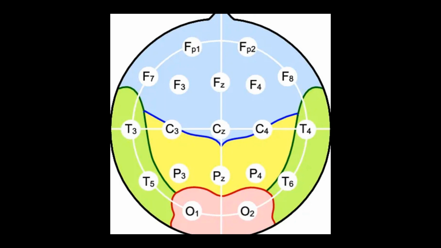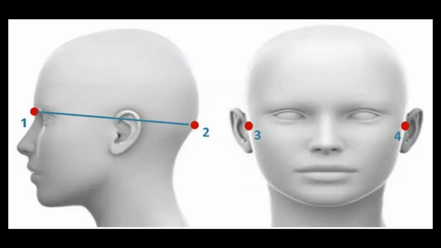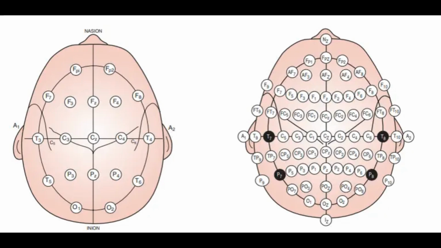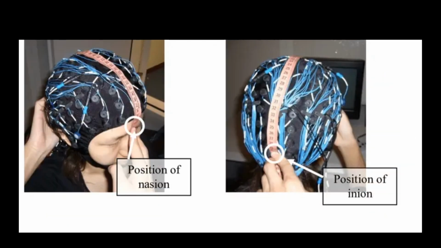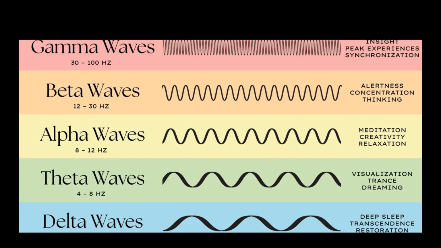Exactly. They use anatomical landmarks, like the nasion, that little dip at the top of your nose, and then the inion, the bump at the back of your head, to get a consistent measurement. And then they're putting the electrodes on specific points based on the size of your head. Yep. Wow, so they really thought this through. Oh, yeah. It's very standardized.